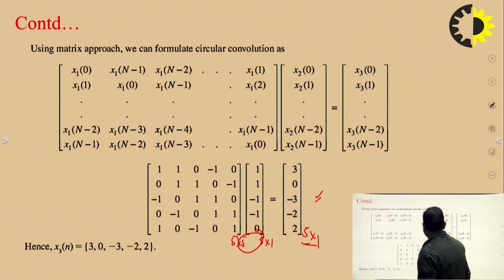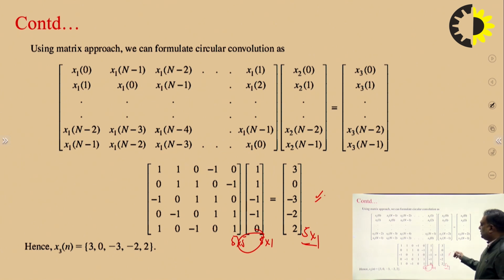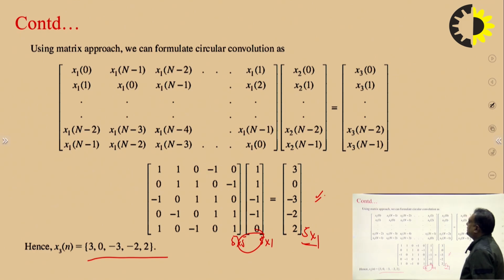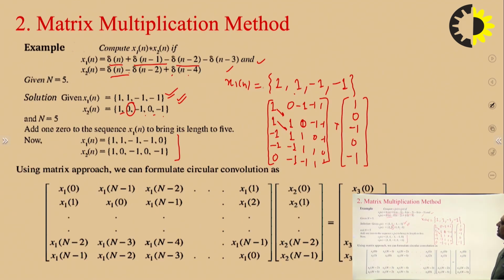So the result here is of 5 cross 1. You have matrix elements 3 0 -3 -2 2 after the matrix multiplication. So this is your convolved sequence. It is important to note that it looked like a simple question to solve using this method, but this method is not computationally efficient, because matrix multiplication requires a lot of computations. So computational complexity is higher in this method as compared to the previous method.